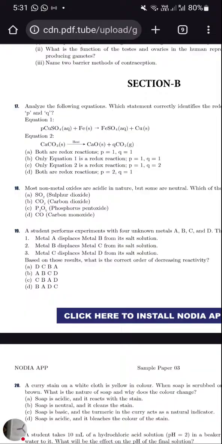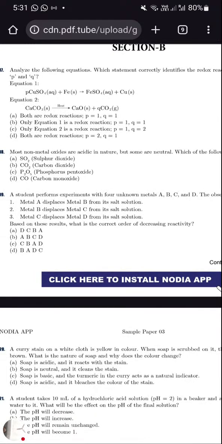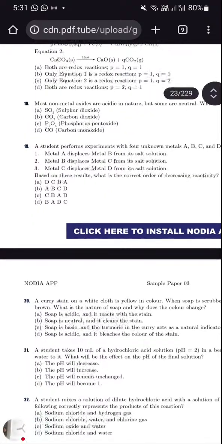Non-metal oxides are acidic in nature but some are neutral. Which of the following is neutral? Very good. Neutral oxide is carbon monoxide. Rest of all are acidic oxides.